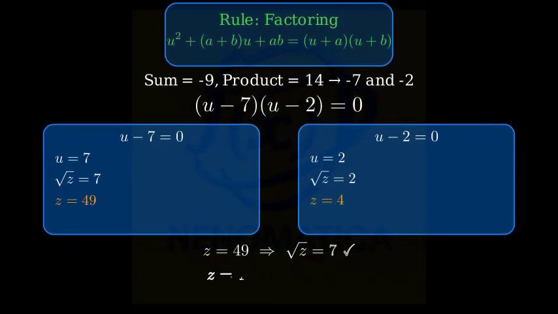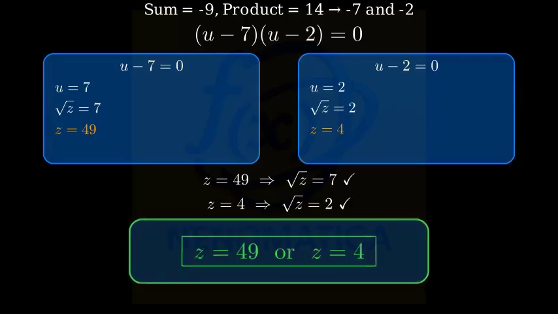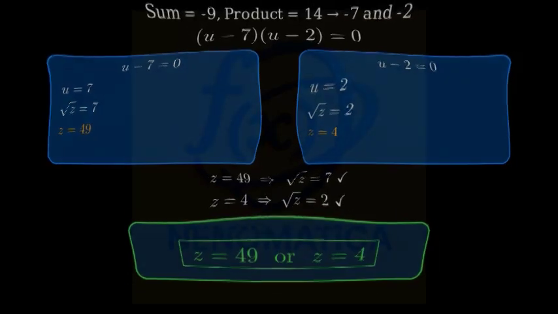A quick substitution confirms. With z equals 49, the square root of z is 7. With z equals 4, the square root of z is 2. Both satisfy the original equation. Final answer. z equals 49 and z equals 4.